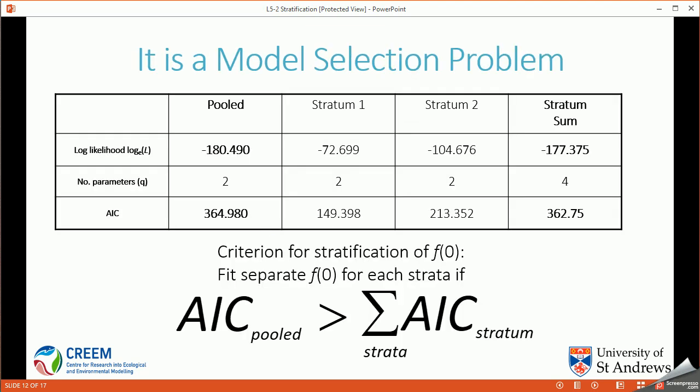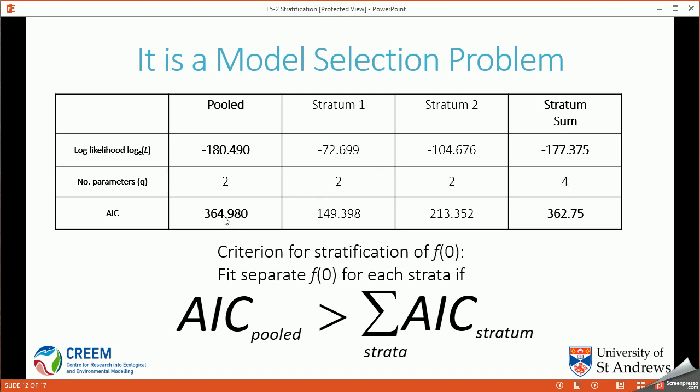So that question is just a model selection question, and we can answer that using Akaike's information criterion, as we've used for model selection before. So let's look at this table. The rows of the table are the log likelihood function attached to the pooled data or each of the strata, and I'll come to this last column at the end. The number of parameters: for the pooled data, we're fitting one hazard rate function which has two parameters, and then for each of the strata, we're fitting a hazard rate function. So that's two parameters for stratum 1, two parameters for stratum 2, and four parameters in total.